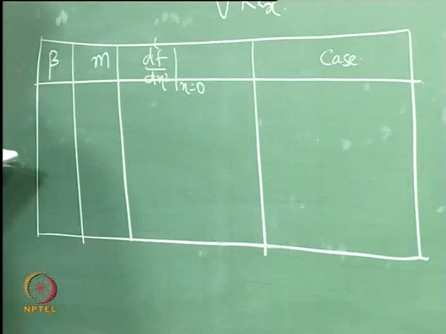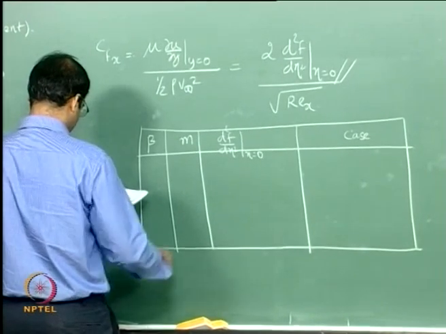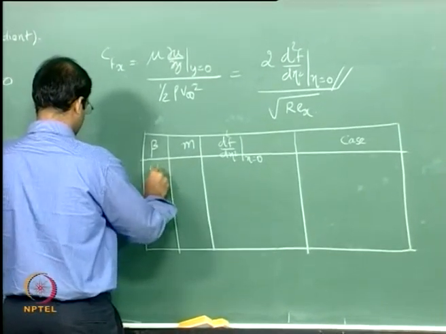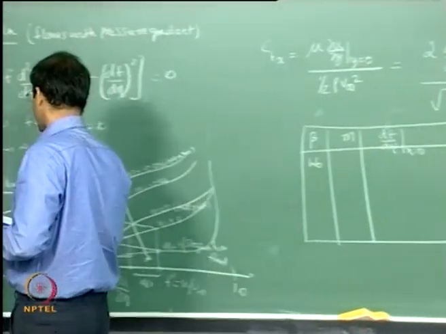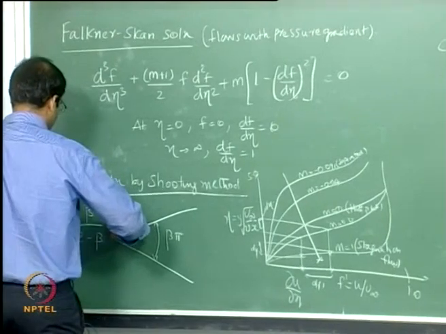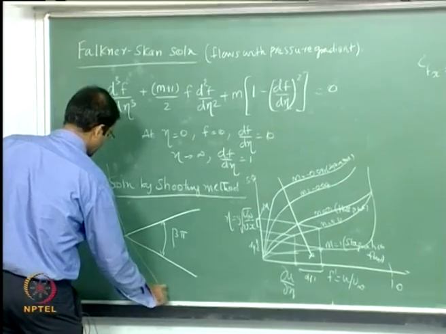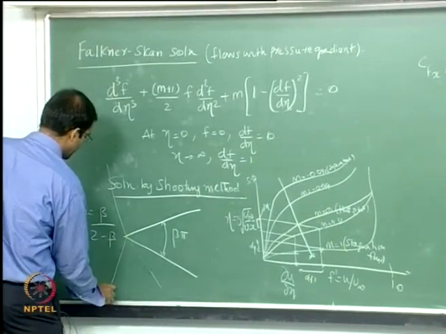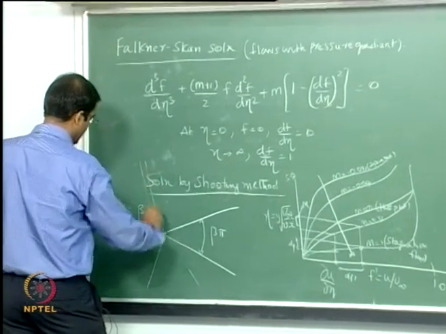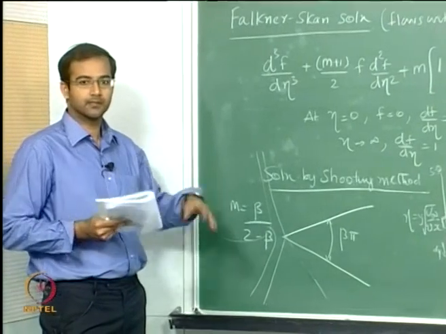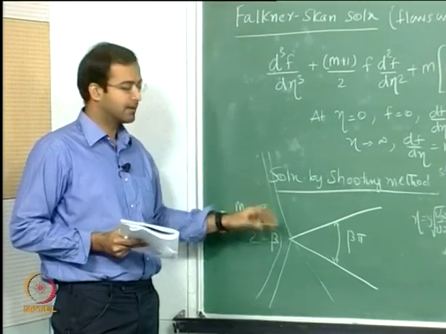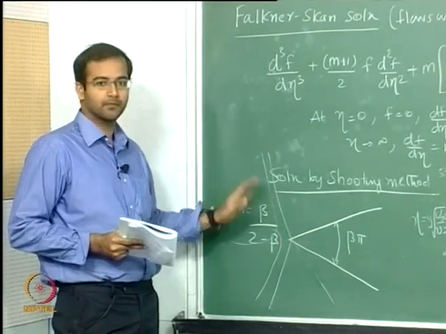Okay, so beta equal to 1.6, so 1.6 times pi, so you will find that this is something like this. Or maybe you can say it becomes like this. You have a flow which is like this, right? It's much more than 1. So your wedge angle is more than pi.